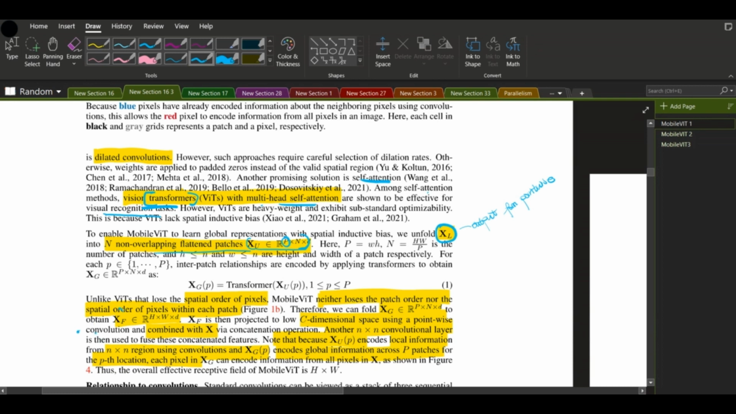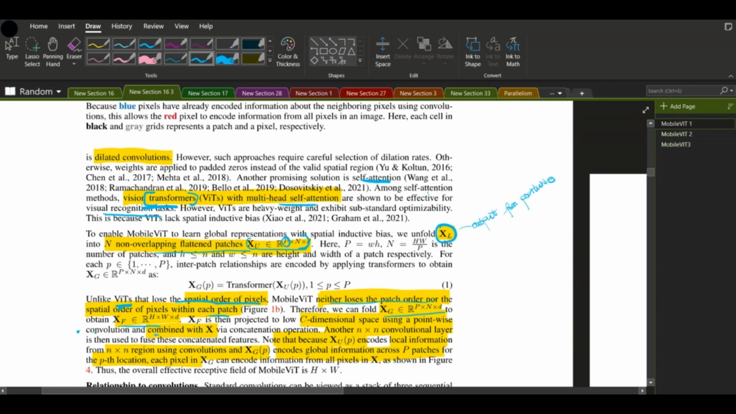They state that unlike ViT, which loses the spatial order of pixels, MobileViT neither loses the patch order nor the spatial order of pixels within each patch. Therefore, we can fold this into this, whereby XF is projected to a lower dimensional space using the pointwise convolution. So we're reversing, going back to the original dimensions, using this pointwise 1 by 1 convolution. That's what this means.